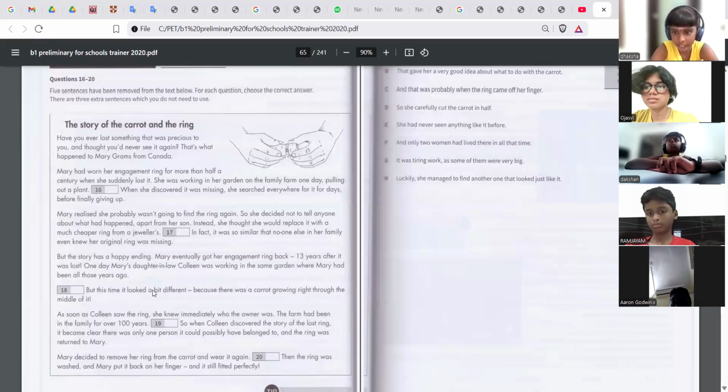Super. Then look at the then. The ring was washed. What is then here?